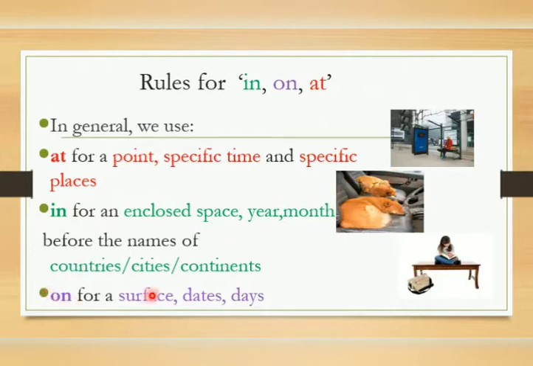On is used for a surface, dates, days. Now here you can see that this girl is sitting on the table. As she is sitting on the surface of this table, that's why we use the preposition on. And we also use on when we talk about a particular date or day.